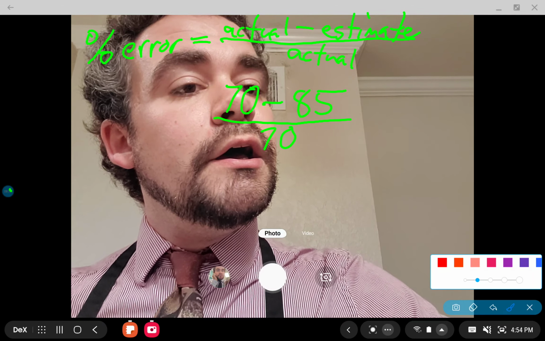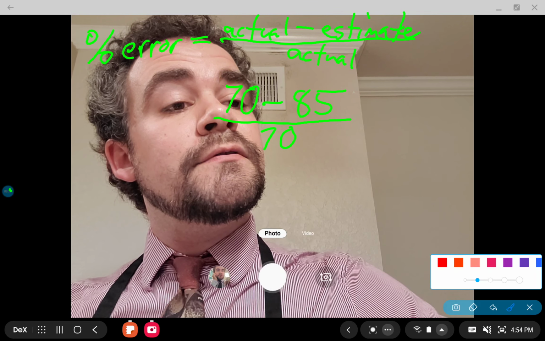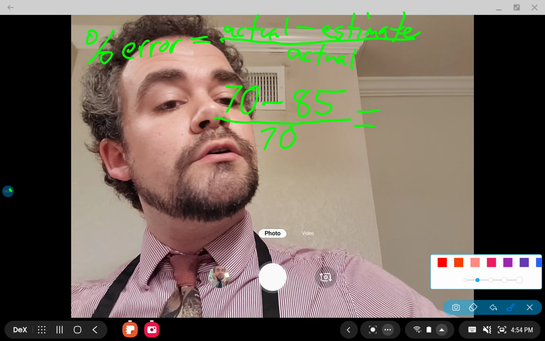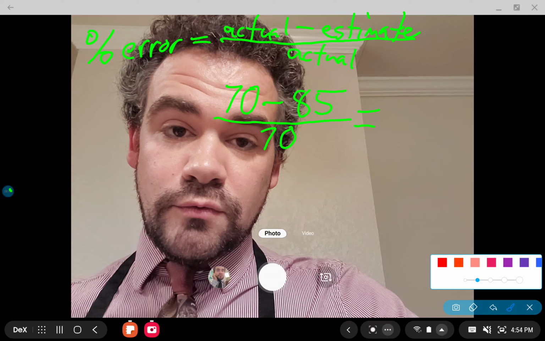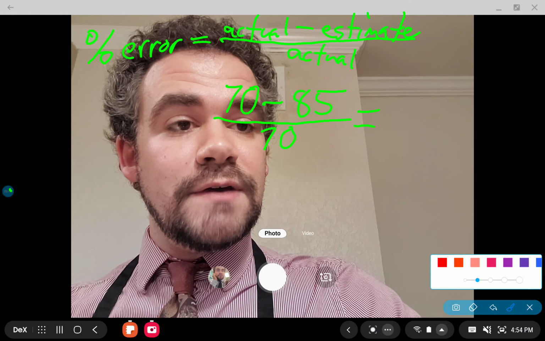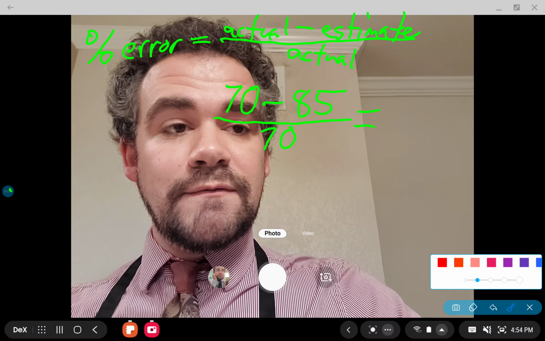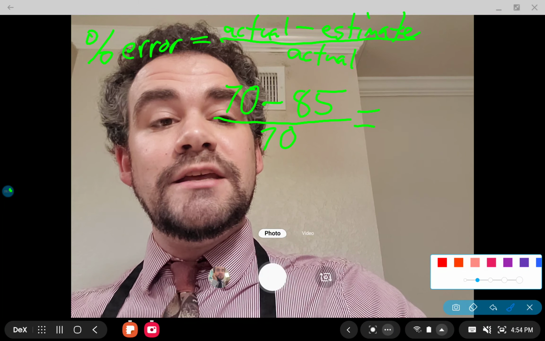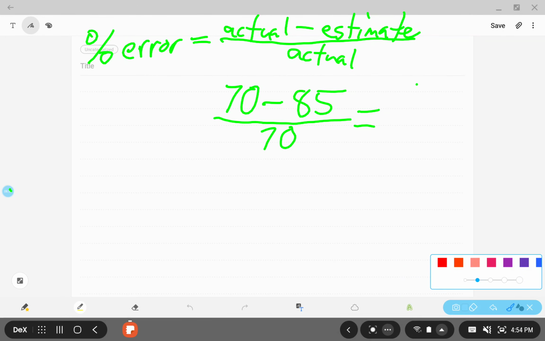All right, 70 minus 85 gives you, well, if you know your subtraction rules, we could basically treat this like negative 85 and positive 70, which means we're treating it like subtraction. 85 minus 70 is 15, but this is going to be a negative 85. I'm sorry. I meant negative 15. This is going to be negative 15 because the 85 was the larger number.